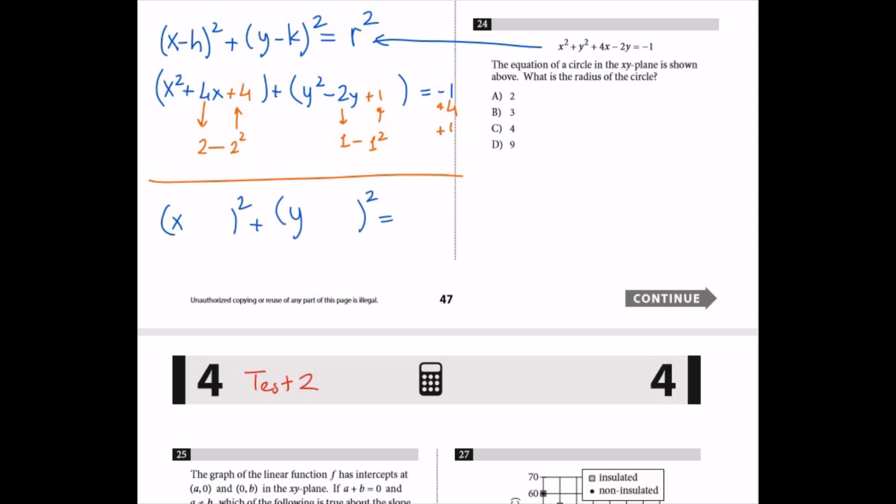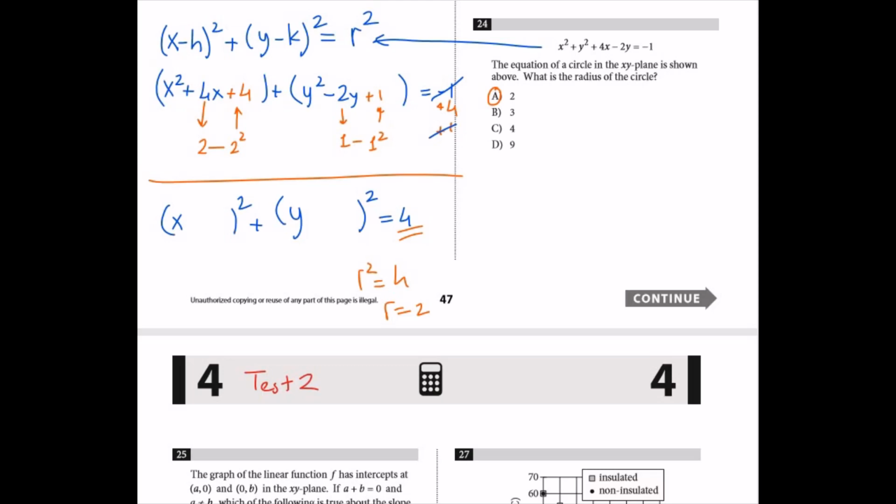And on the right hand side, we obtain -1 cancels +1, 4. You don't need to know how to factor out a perfect square trinomial for this question, because we only need the radius. Radius is given as r squared is 4, so r is 2, the square root of 4 is 2. So A is the answer.